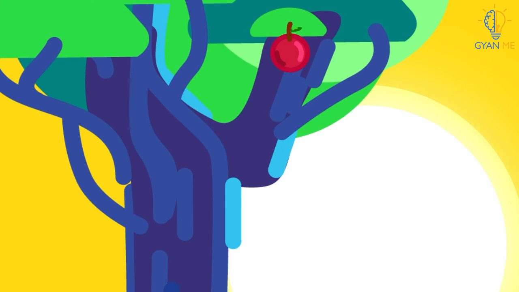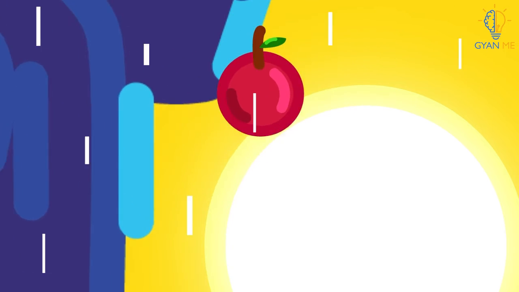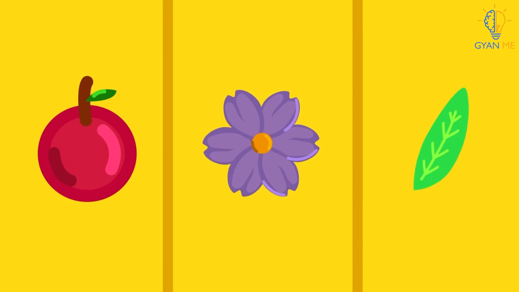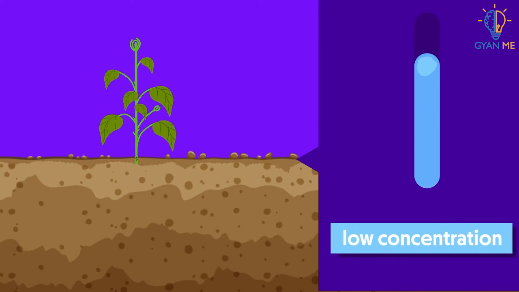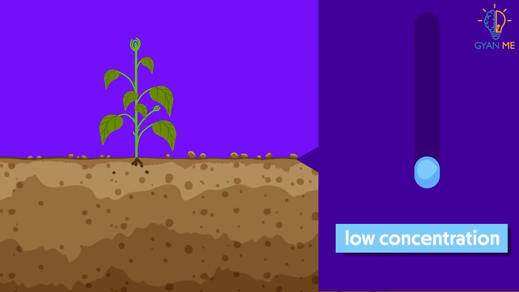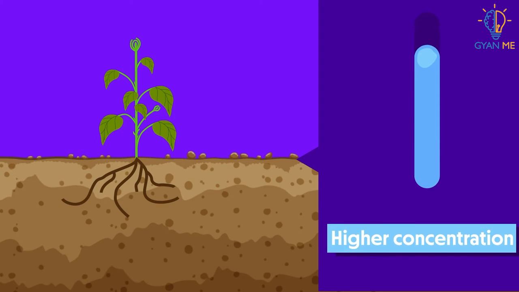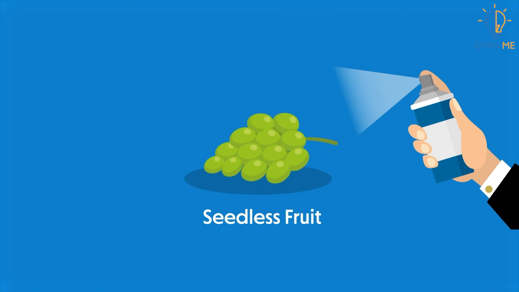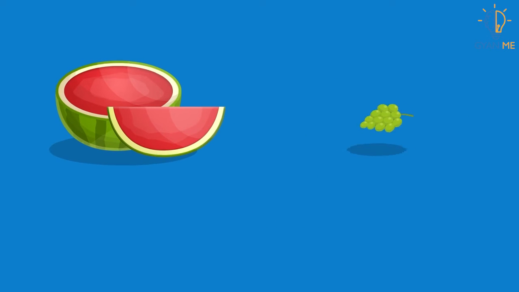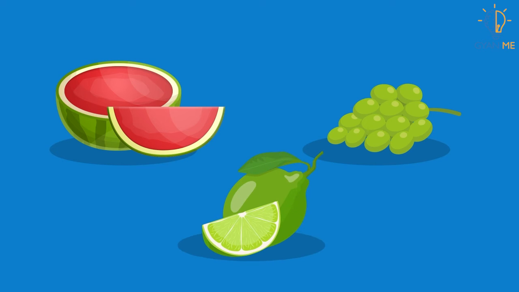Abscission is the process by which a plant drops its fruit, flowers or leaves. The auxin prevents abscission. Auxins promote root formation at low concentration and inhibit root formation at their higher concentration. Auxins are used as external application to produce seedless fruits, for example, watermelons, grapes, lime, etc.